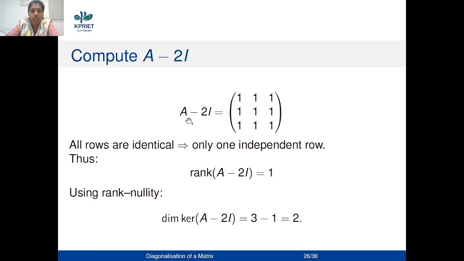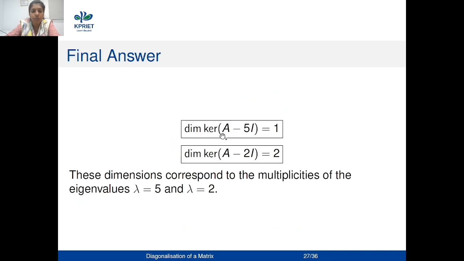And similarly, consider A minus 2I. Here all the rows are identical, so only one row is independent. So after doing the row reduction process, the rank of this matrix is 1, which means these two rows will be 0. So the number of completely 0 rows is 2. So the dimension of the kernel of A minus 2I is 2. So the dimension of the kernel of A minus 5I is 1, and the dimension of the kernel of A minus 2I is equal to 2.